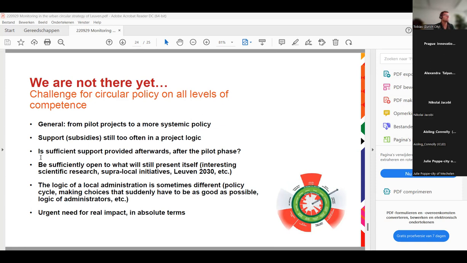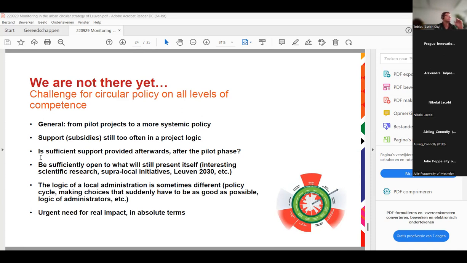What is a kind of challenge is that we have to be sufficiently open to what will come. When we start now, next year there will maybe be a very interesting piece of research that will be published. But in the meantime, we have set up our system, and it has to be open enough so that we can adapt to what will come, but we cannot adapt it constantly.